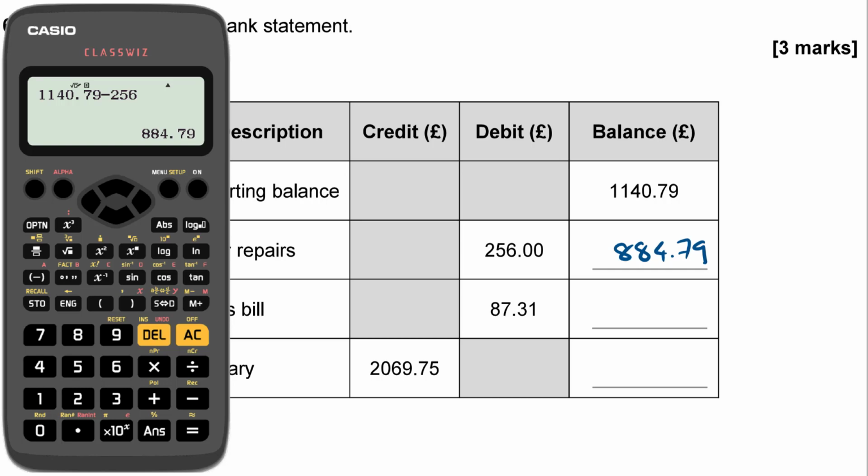So let's subtract that again from our running total. So subtract 87.31. That is giving me 797.48. And then salary is paid in on the 24th of the month. So her salary is £2,069.75. So that is a credit into the account. So we need to add that one in. So plus 2069.75. That gives me a total of £2,867.23.